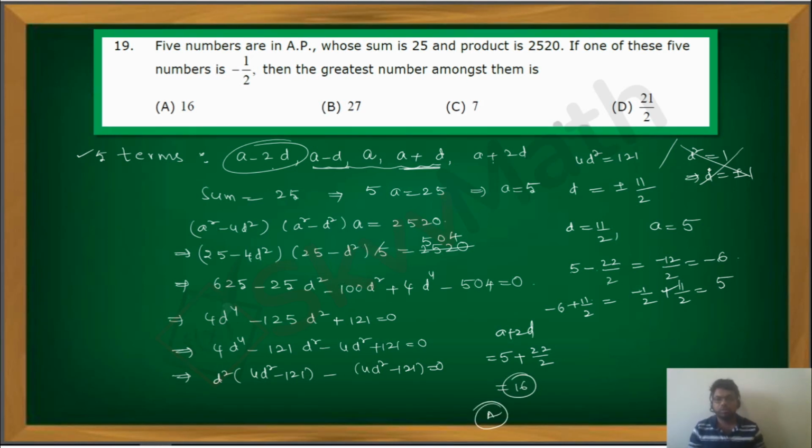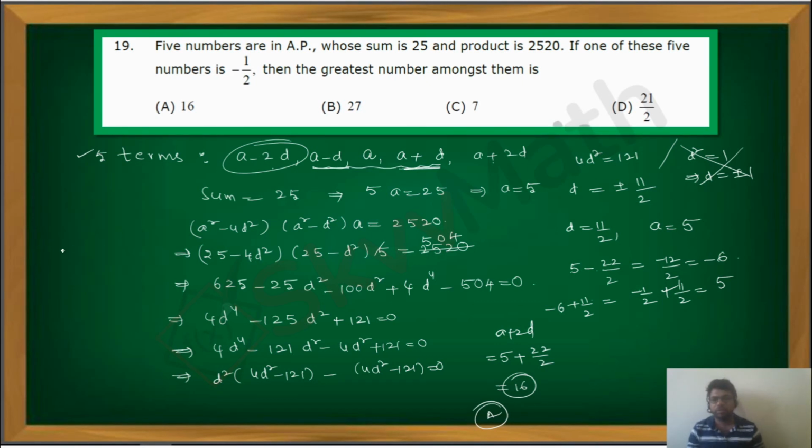Okay, so you have to understand this. Actually, we got 4 values of D. One is plus 11 by 2, the other is minus 11 by 2, and one more, D equal to plus 1 and D equal to minus 1. If you take D equal to 1 or minus 1, you are not going to get any fractions, because A is an integer and D is an integer. So all these 5 terms will become integers. So we can directly omit D equal to plus or minus 1. The remaining are D equal to 11 by 2 or minus 11 by 2.